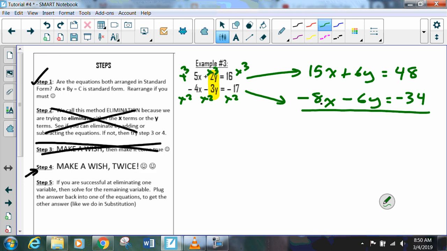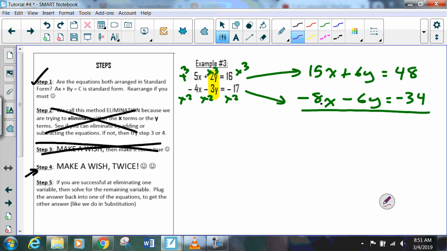Sometimes you can't just make a wish once. You got to change both of them so that they cancel out. And so this is what we're doing this time. We made the 2y and the negative 3y, we made them both change so that one could be a 6y and one could be a negative 6y. And now the rest is pretty basic, right?